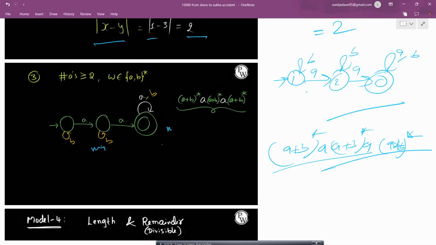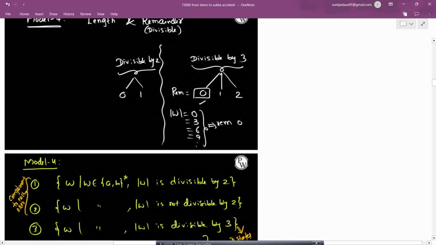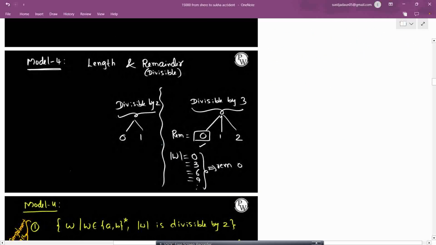How can we do minimum DFA? Right. Model 4, we are here to discuss model 4 also. Length and remainder division. Length and remainder division are divisible.